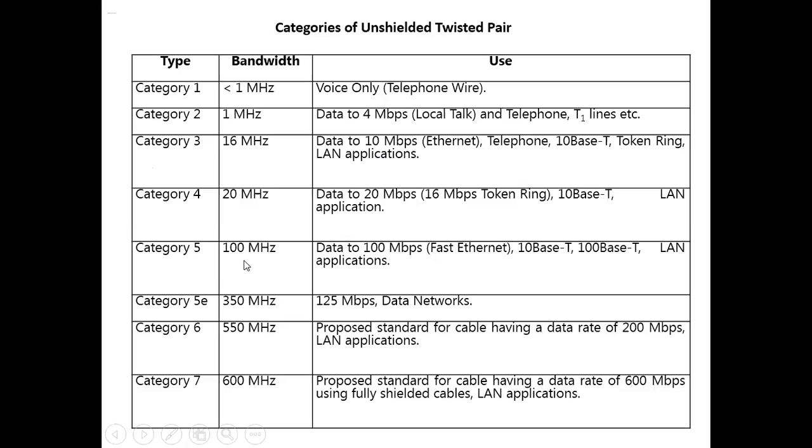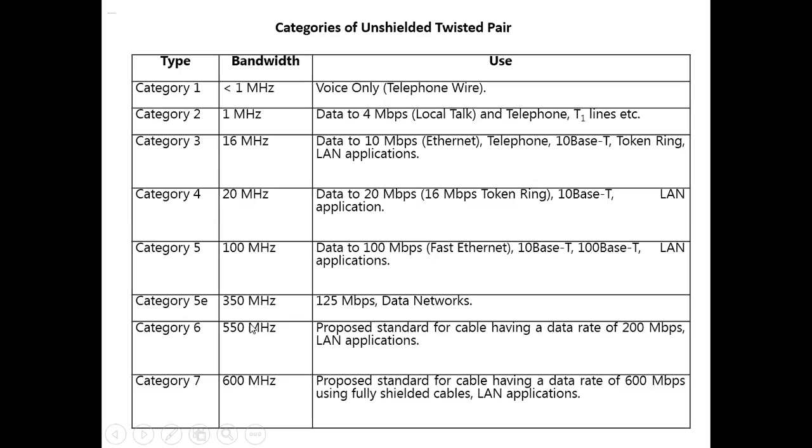Category 5, the bandwidth is up to 100 megahertz and the data rate is up to 100 Mbps. So you can directly say that for fast Ethernet implementation, LAN applications, category 5 cable is used. So in our PICT campus, we are using category 5 cable. That's why the bandwidth is 100 megahertz, and in every laboratory and in every room, you will find a fast Ethernet implementation. Category 5e is one more category where the bandwidth is increased.